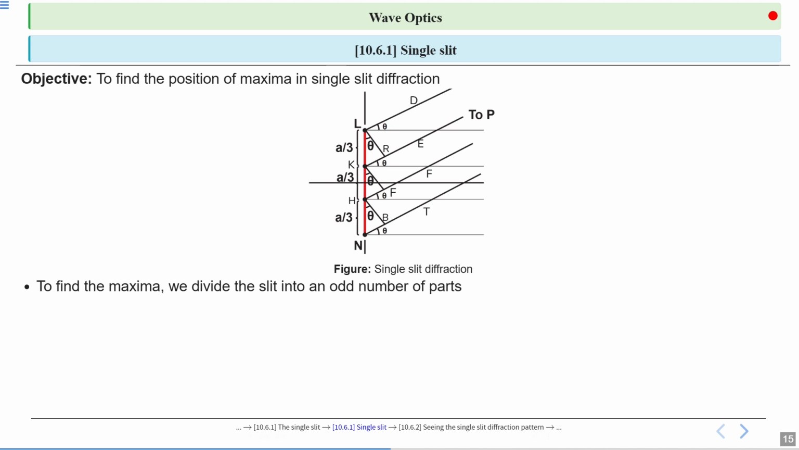But wavelets from one section of the slit will remain as they are, because we have divided the slit into an odd number of sections. So waves coming from one section of the slit will remain as they are, without constructive interference, without destructive interference. So it will illuminate the screen and form the maxima on the screen. That is the mechanism here.